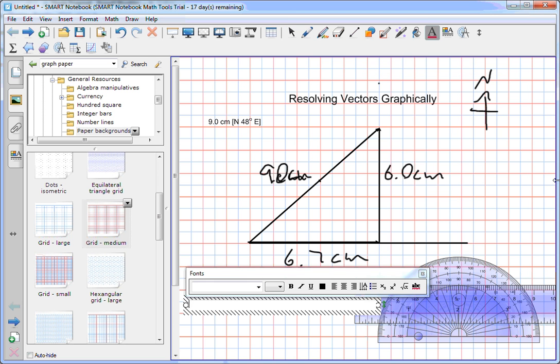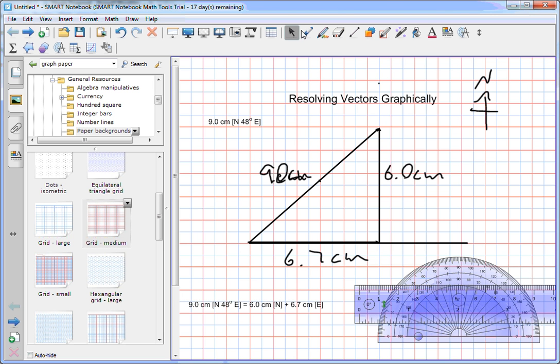So our answer, 9.0 centimeters north, 48 degrees east resolves to, or equals, you could do as well, 6.0 centimeters north plus 6.7 centimeters east. And that's your final answer.